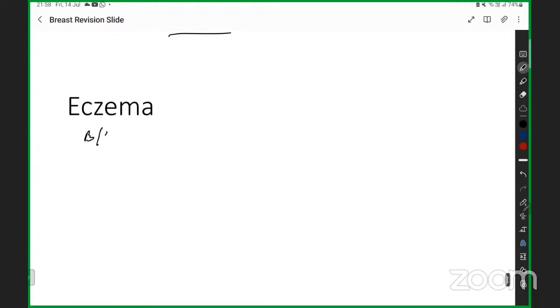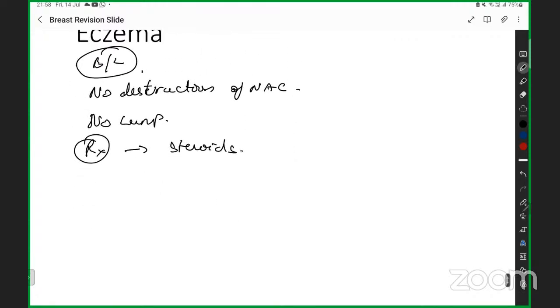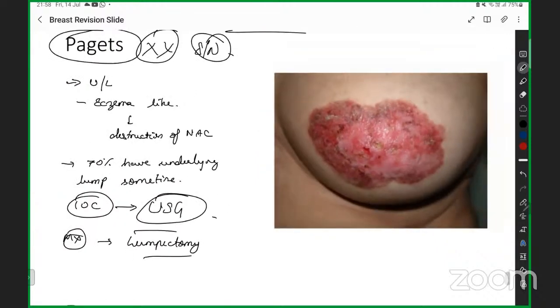What is eczema? Eczema is a bilateral condition. There is no destruction of the nipple areolar complex, therefore there is no lump present. So the treatment is just giving steroids. Nothing else, you just give steroids to these patients. Paget's disease of bone, Paget's disease of breast, you should know how to differentiate between the two.